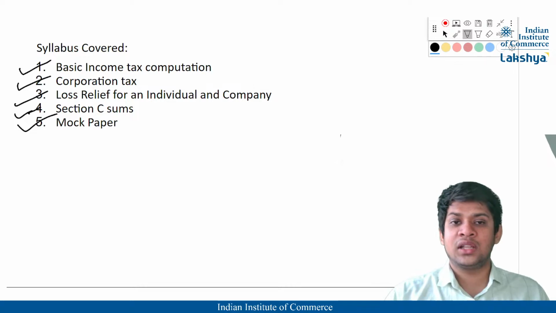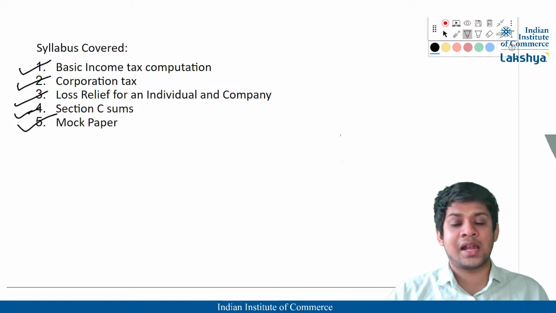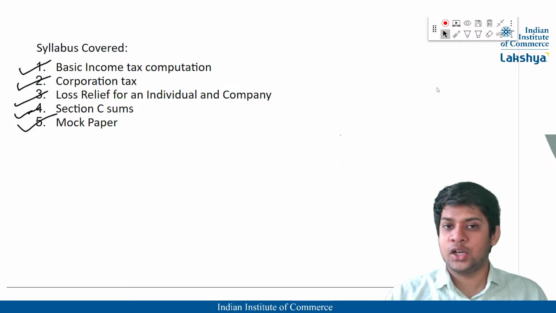Okay. The timings for the English batch will be the same, 9 a.m. to 1 p.m. this Saturday, Sunday and the next Saturday, Sunday. This Saturday, Sunday we are going to be focusing on the chapters, and the next Saturday we are going to do section C questions, and Sunday we'll be solving a full-fledged mock paper. Okay. So I hope the basics and what this course will cover is clear to everyone.